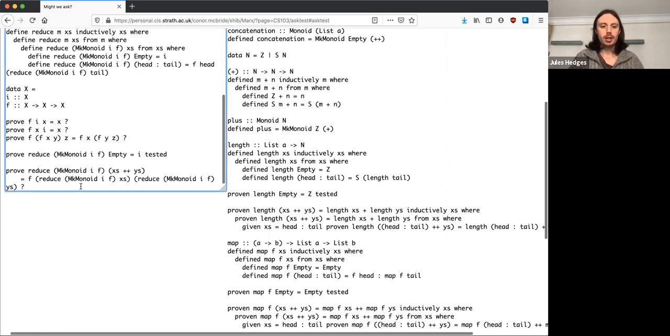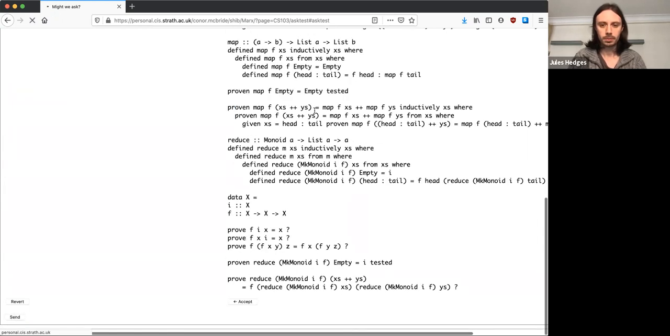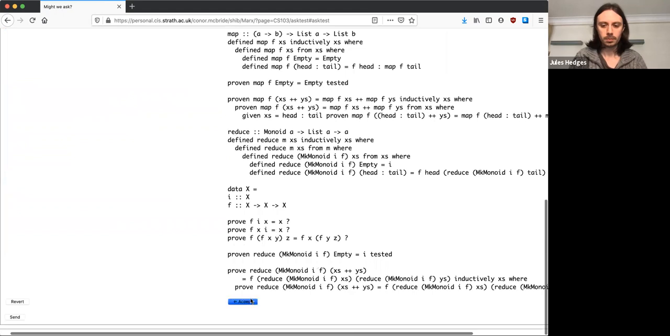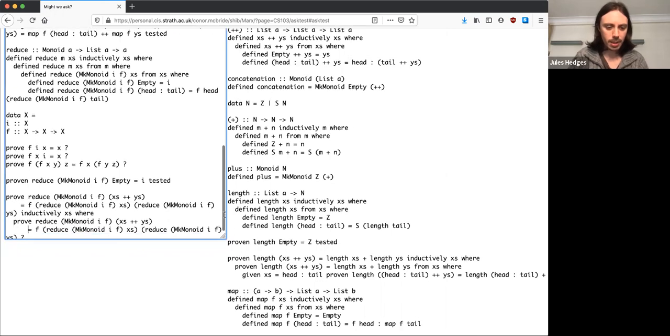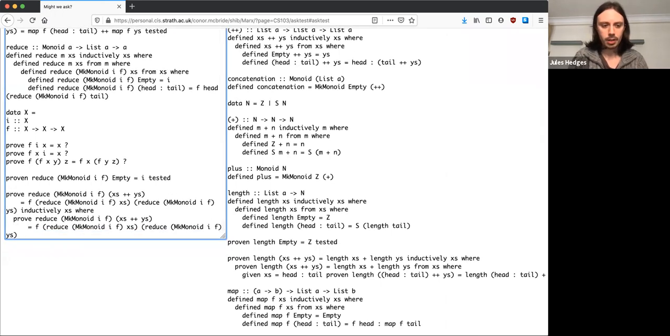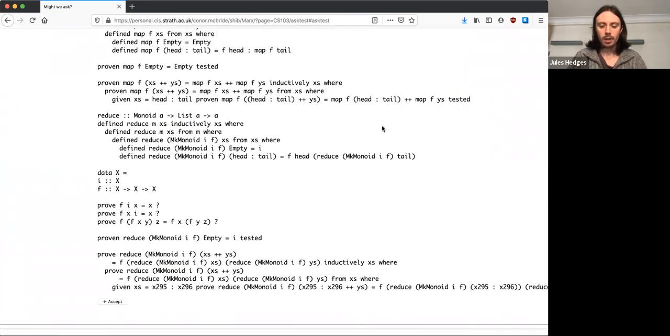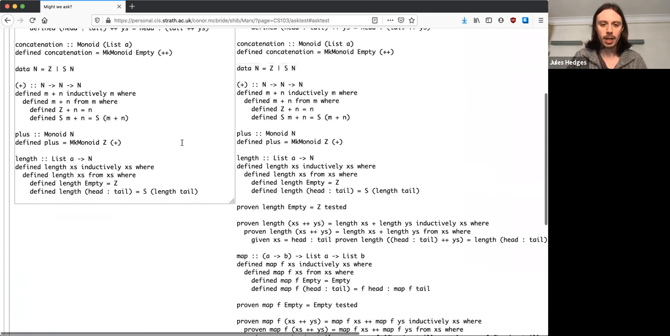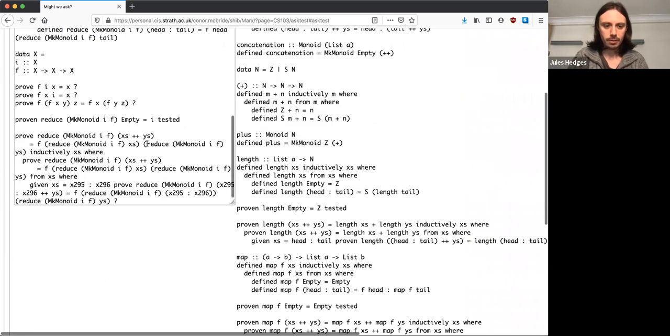Okay, so I'm going to start in the usual way. I'm going to say inductively x's. I'm going to line up all of these equations to make it easier to see what's happening. Then I'm going to say from x's. Okay, now ask does handle the base case itself, but something quite interesting is happening in the base case. So I'm going to put the invisible part back in. First, let me tidy up what is generated for me.